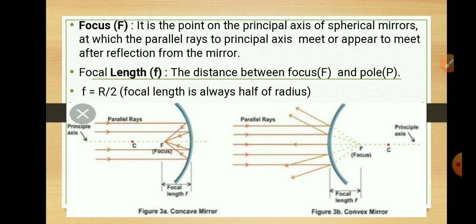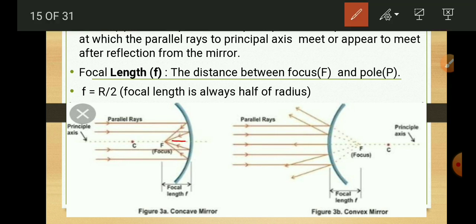So this is the principal focus of the concave mirror and the convex mirror. Another term is focal length. It is the distance between the focus and the pole. So the distance between the principal focus and the pole is called the focal length. It is denoted by small letter f. This distance is the focal length of this concave mirror, and this distance is the focal length of this convex mirror.